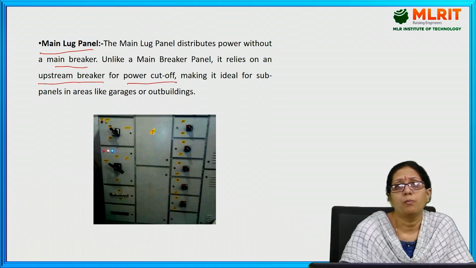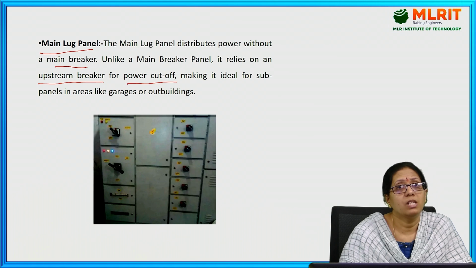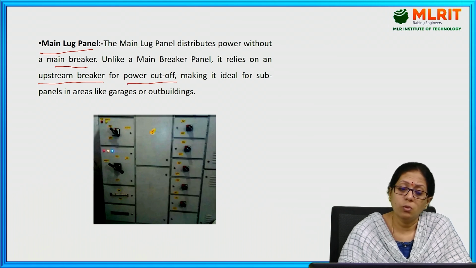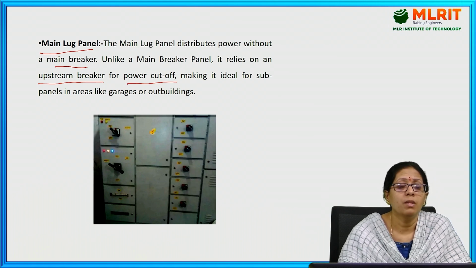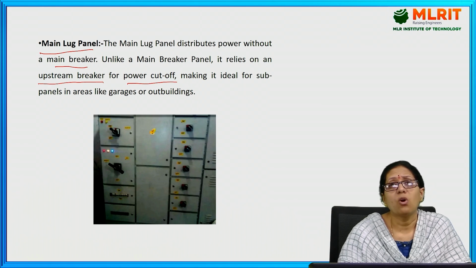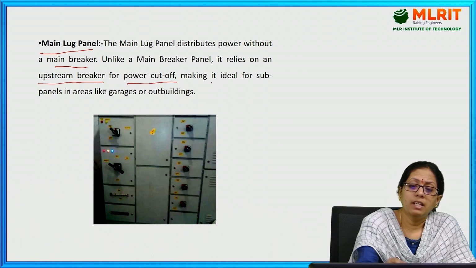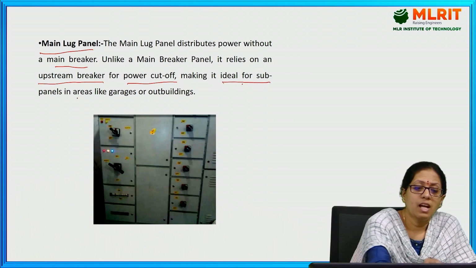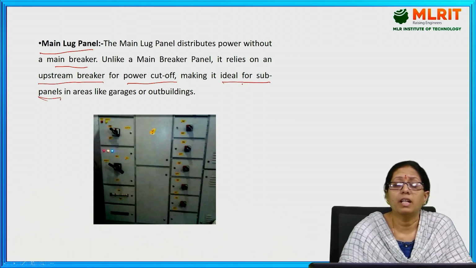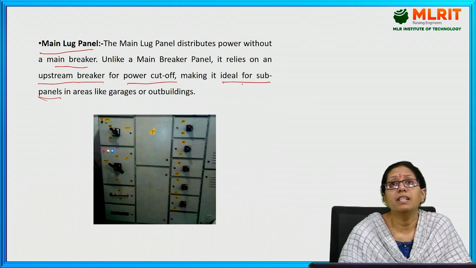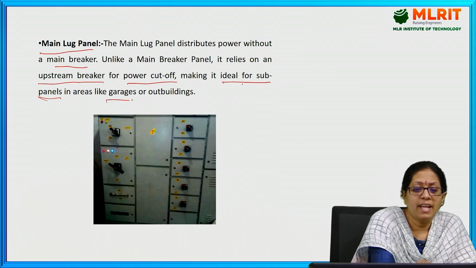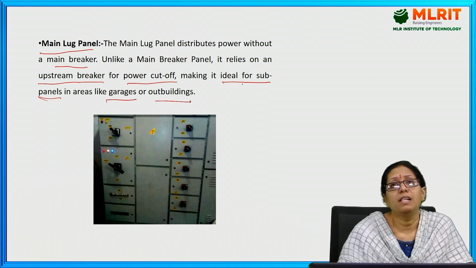It relies on the upstream breaker for the power cutoff. This type of breaker is also used to switch off or shut down a system during maintenance or for safety purposes. So making it an ideal sub panel, because it is not connected to the main breaker and it relies on the upstream breaker to cut off. It is an ideal sub panel in areas like garages and outbuildings.